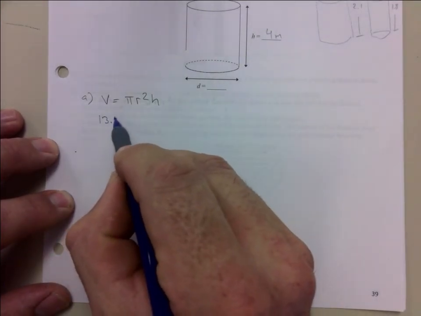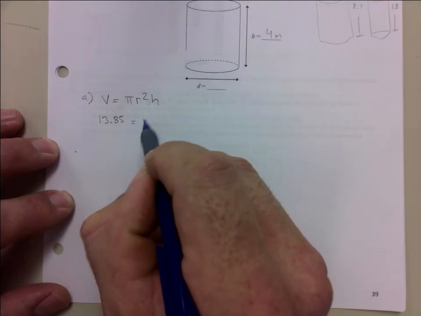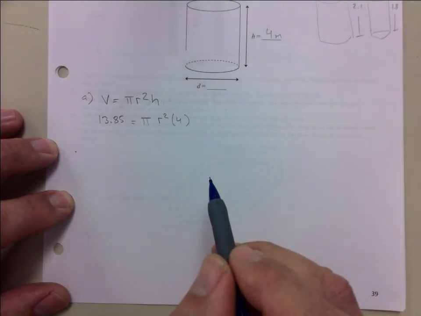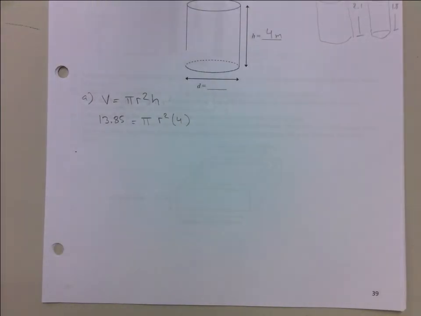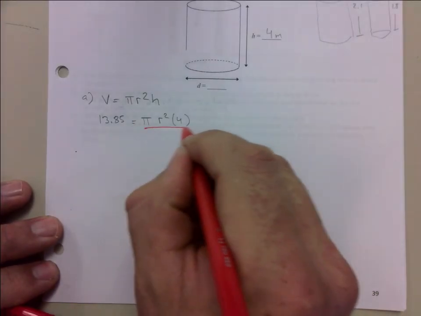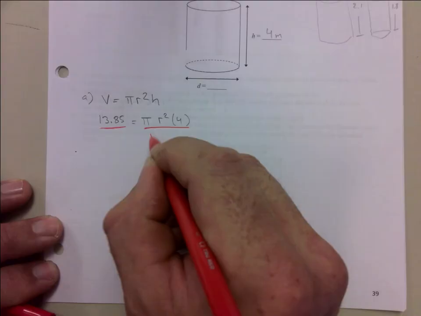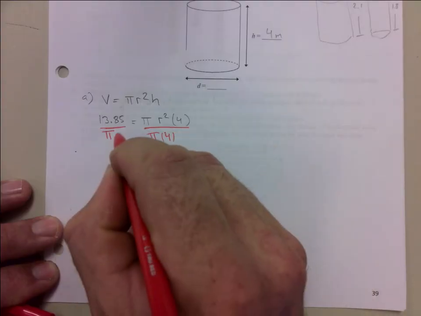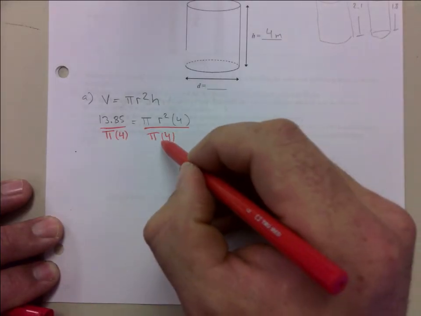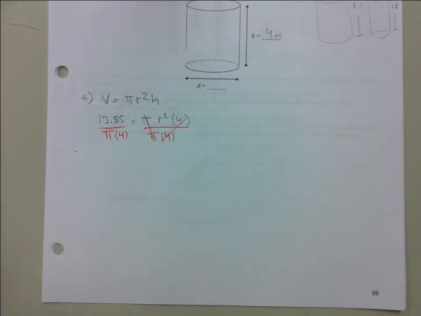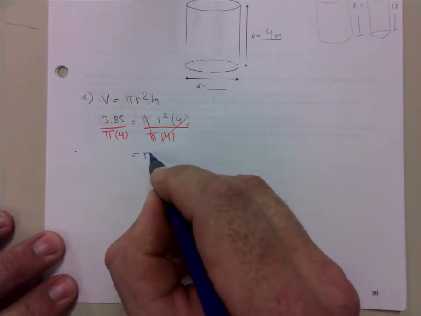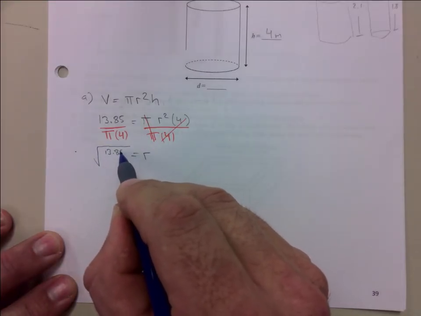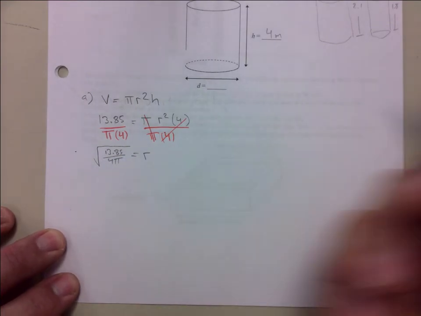So we know that this is 3.85 and this is pi. We don't know what radius is, but we do know that this is 4. I'm going to do the same thing to both sides to get rid of things. So I'm basically going to divide both sides by pi, and I'm going to divide both sides by 4. And the 4 is multiplying in the denominator, by the way. Cancel, cancel. So radius is going to be the square root of 13.85 over 4 pi, or pi 4. It really doesn't matter.